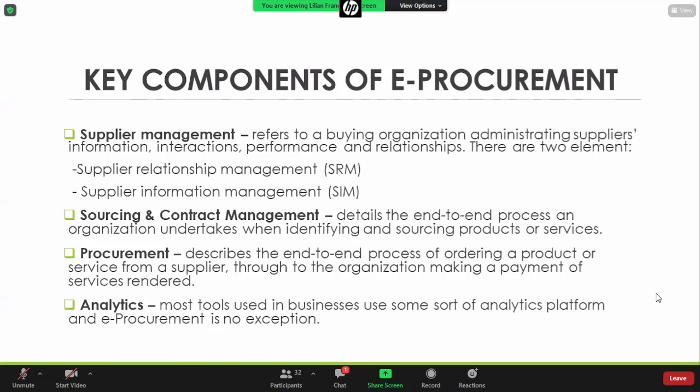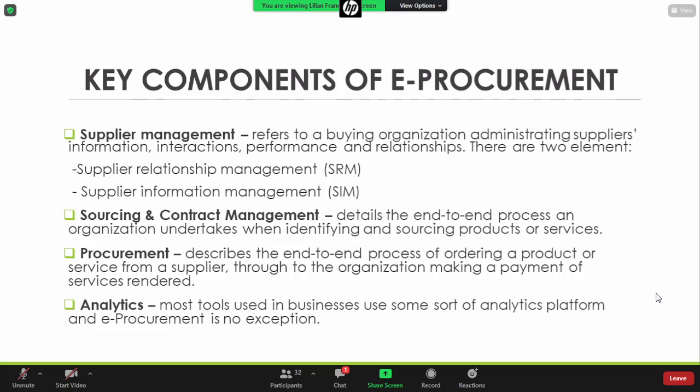Next is the sourcing and contract management. Details the end-to-end process an organization undertakes when identifying and sourcing products or services. Ito yung deals with strategic sourcing activities and managing contracts, and it is usually comprised of e-sourcing, e-auctions, and e-tenders.